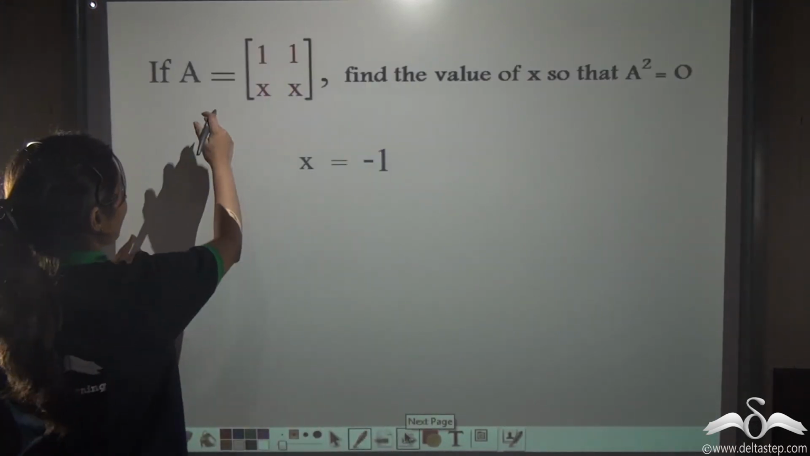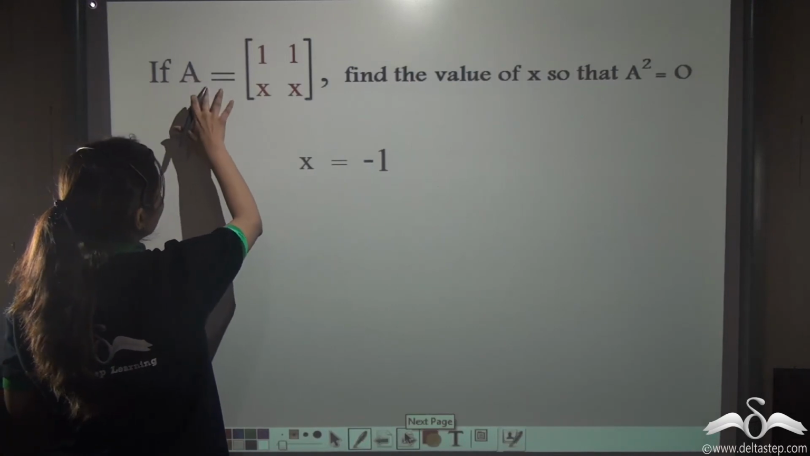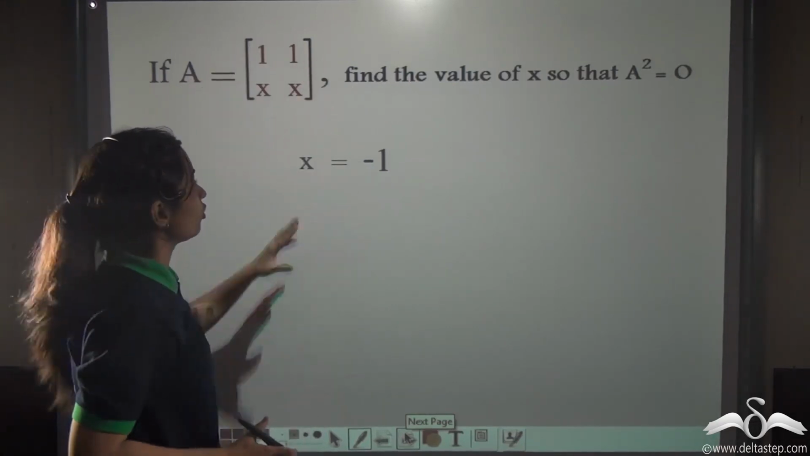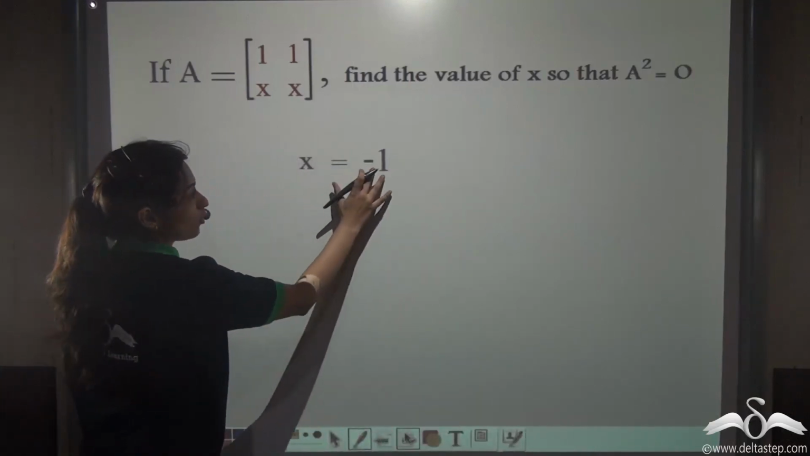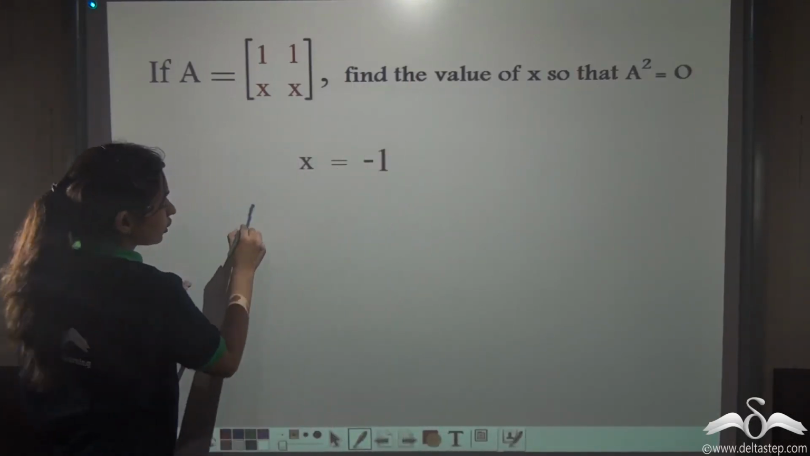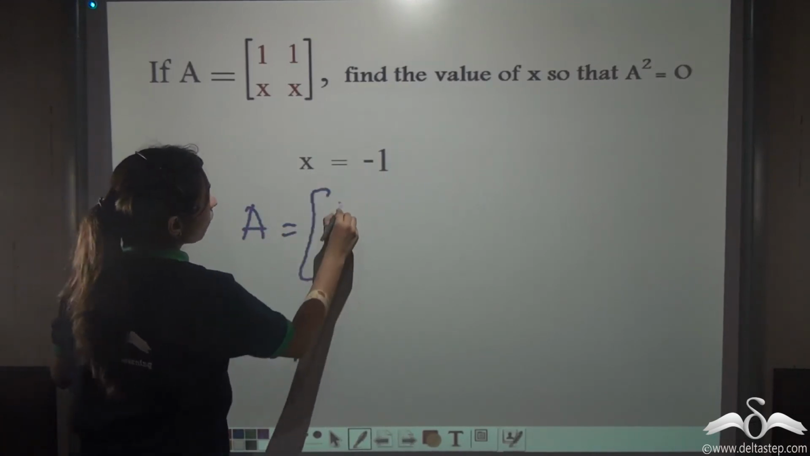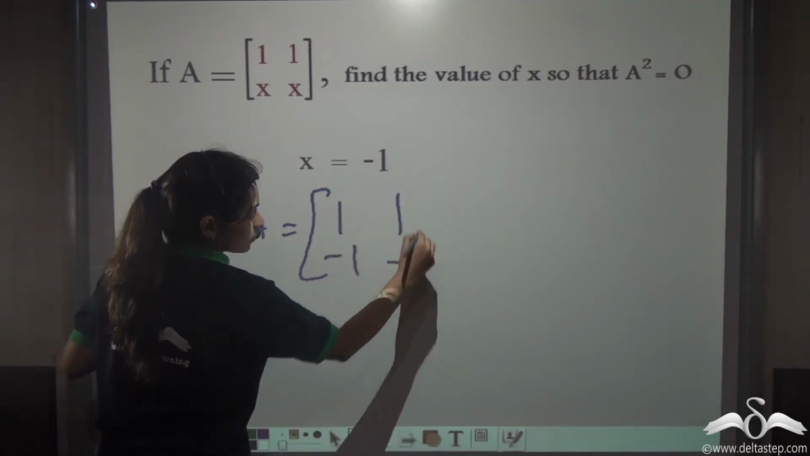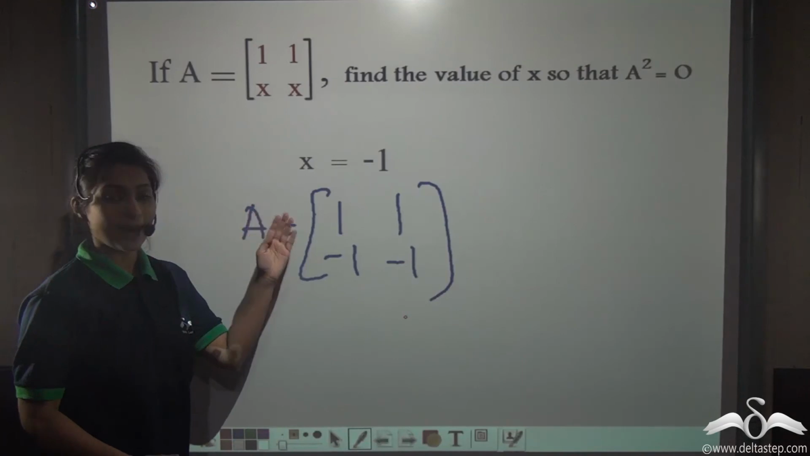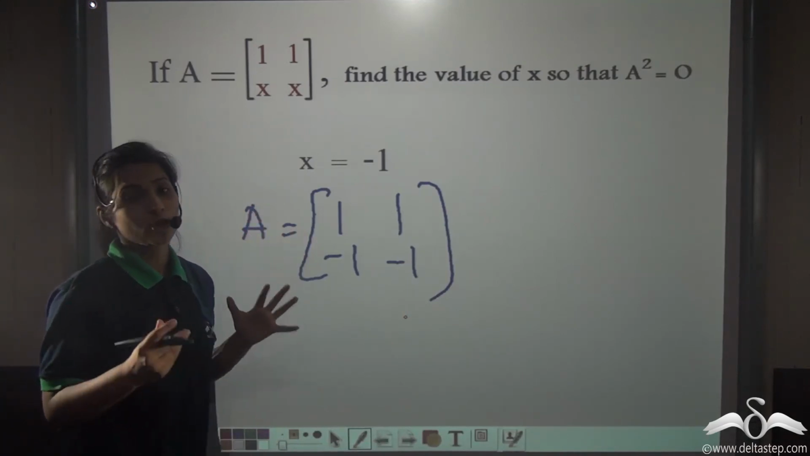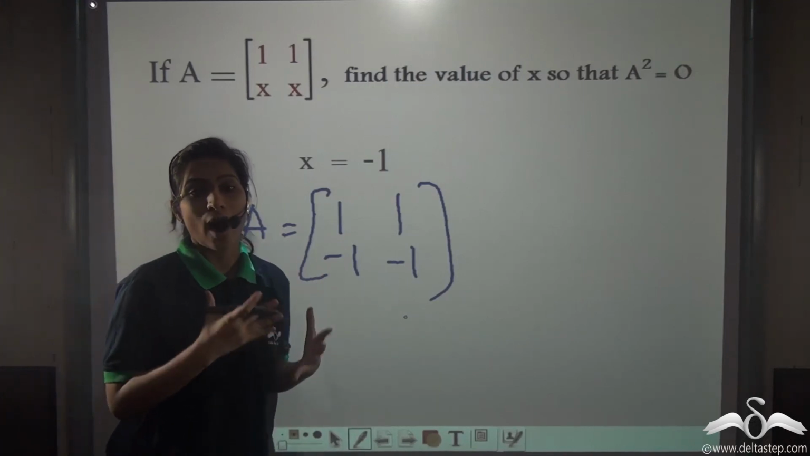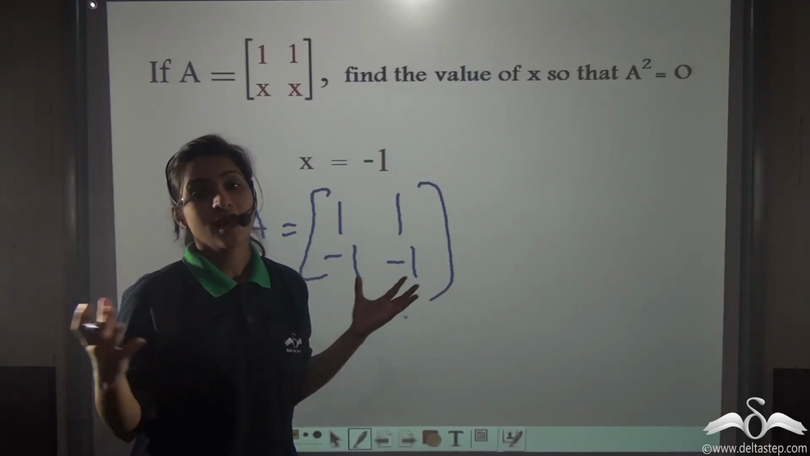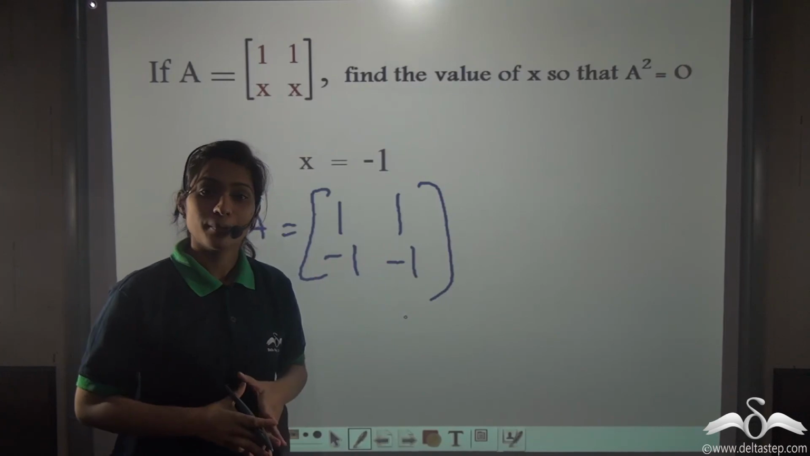So in the question we have been asked that if matrix A is this, find the value of x such that A square is 0. The value of x we have found out is minus 1, so the matrix A is [1, 1; minus 1, minus 1]. Now if you multiply A with A, that is, you find out A square, you will get a zero matrix of order 2 by 2. So you can see how identity matrix and null matrices are used in operations on matrices.